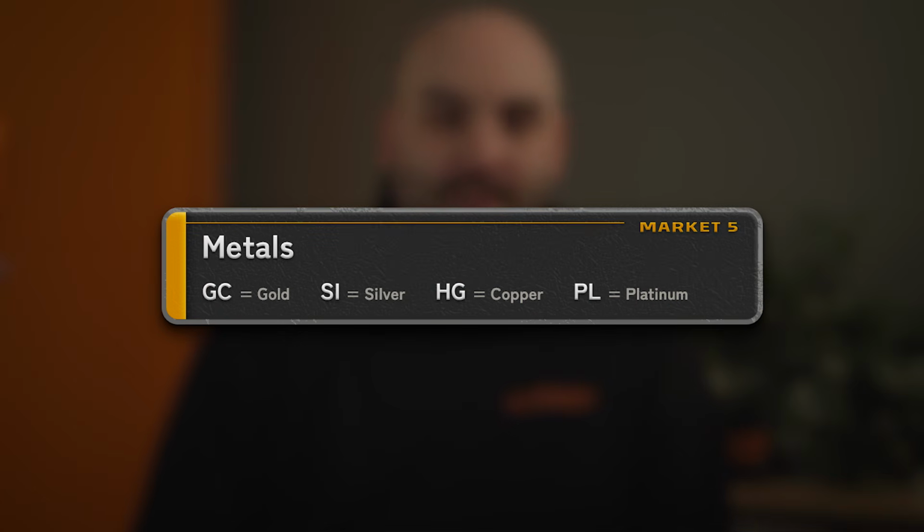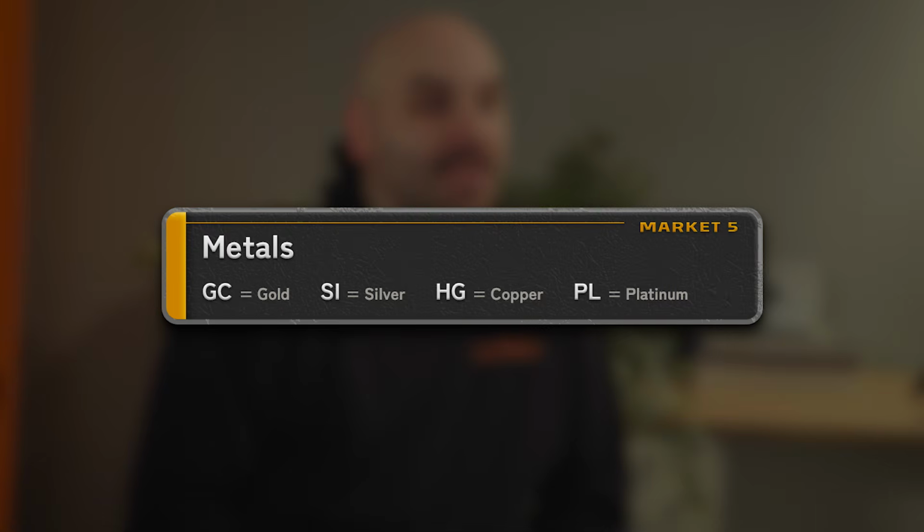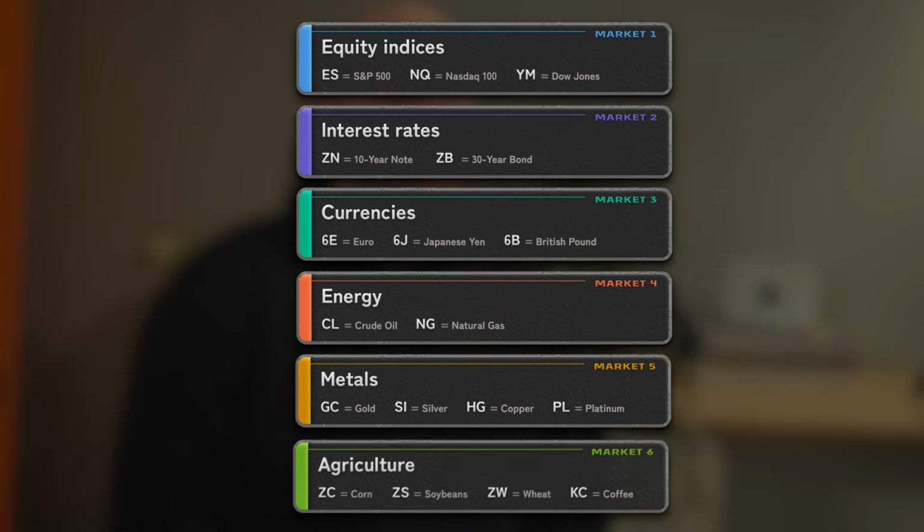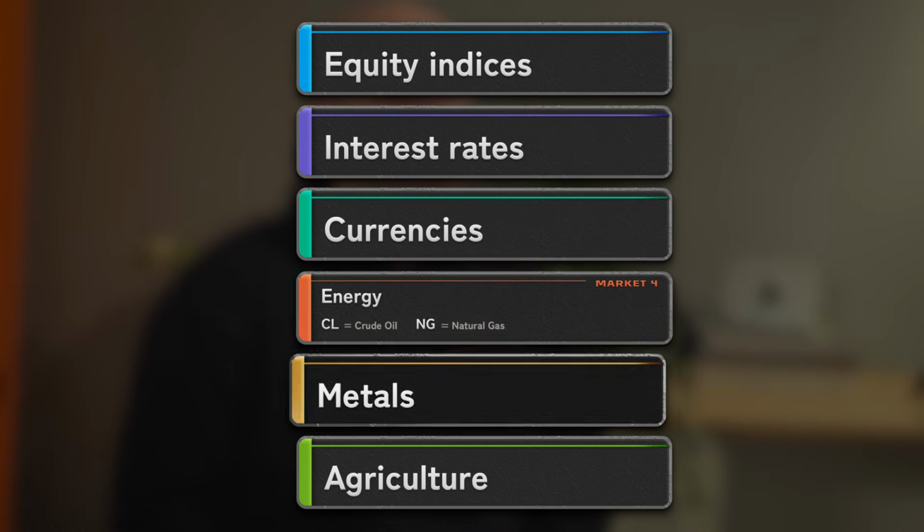Metal futures cover both precious and industrial metals, including gold, silver, copper, and platinum. These markets are influenced by factors such as industrial demand, inflation expectations, and global economic conditions. Agricultural futures represent products like corn, soybeans, wheat, and coffee. Prices in these markets are shaped by growing conditions, weather, global trade flows, and supply and demand dynamics. Commodity markets can experience higher volatility due to their sensitivity to real-world events, which can increase both risk and opportunity. Across all of these markets, futures trading brings together different types of participants, each with their own objectives.